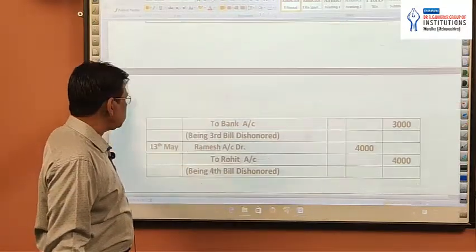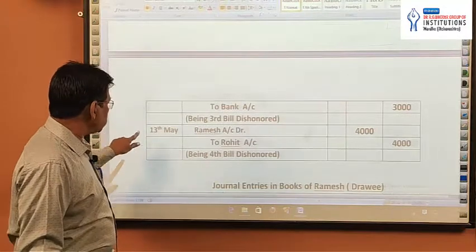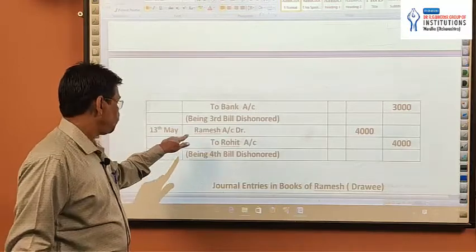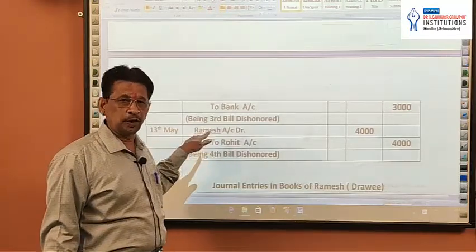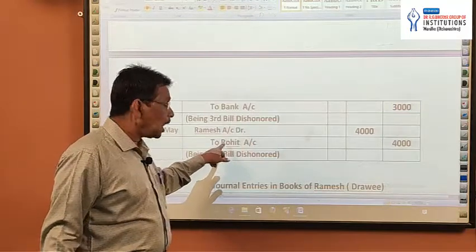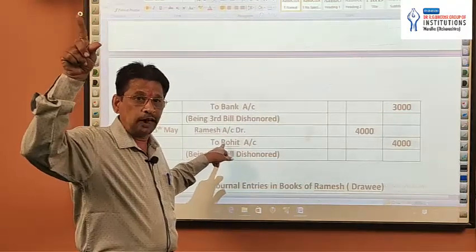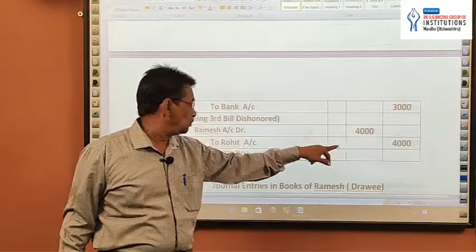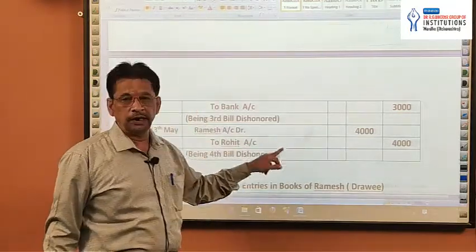And in the fourth transaction, on 13th May, the fourth bill is also dishonored. So again the benefit goes to Ramesh. So Ramesh account debit 4,000, and the bill is with Rohit because the fourth bill was endorsed by the drawer. So to Rohit account rupees 4,000, being fourth bill dishonored.